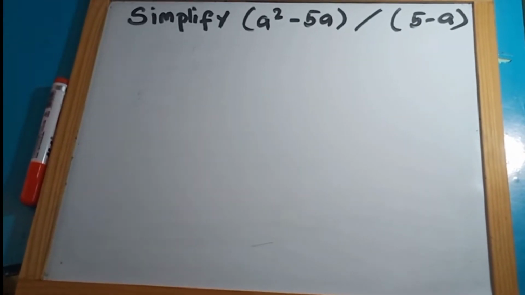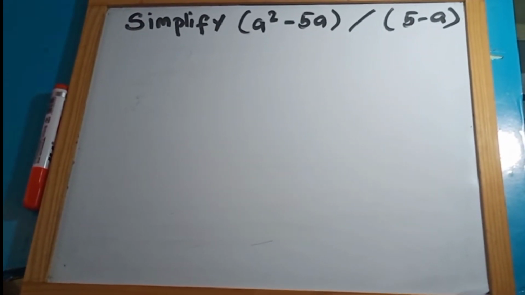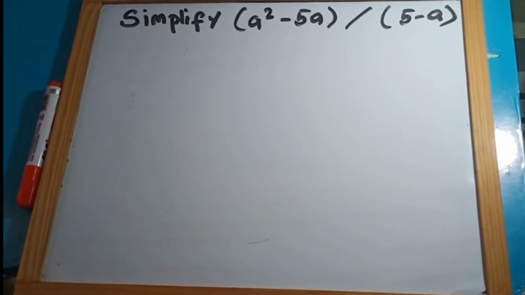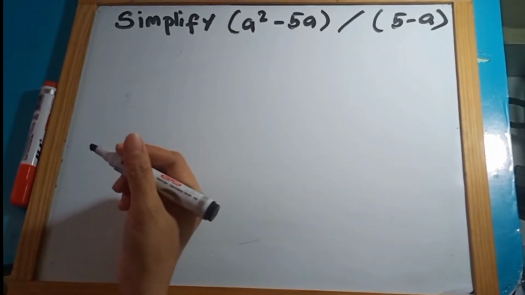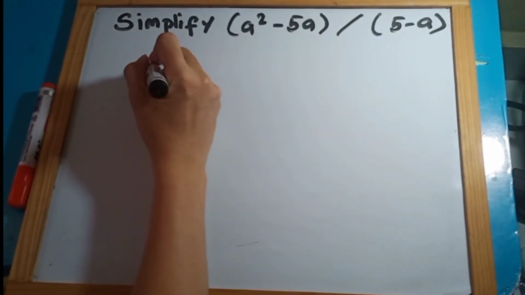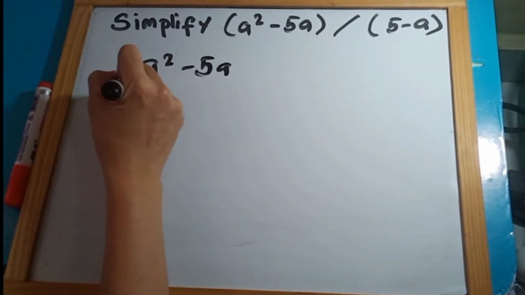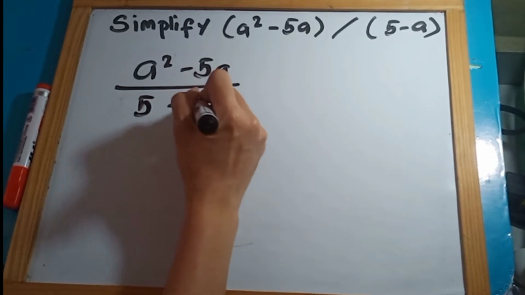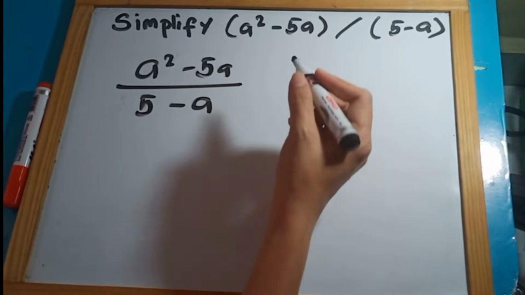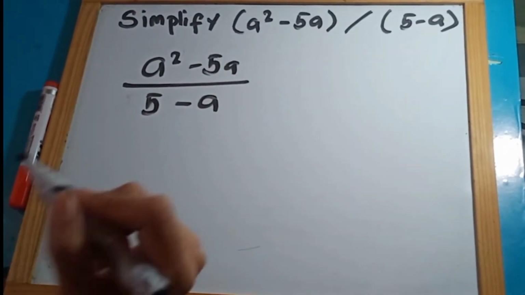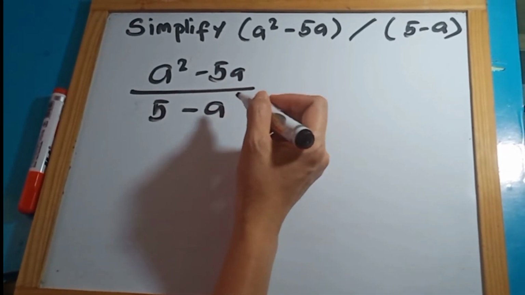Okay, so this time, let's have an example. Yung example ng mathematical expression na pwede nating ma-encounter sa LET. Okay, so simplify. A squared minus 5a divided by 5 minus a. So, let's just rewrite the given expression. A squared minus 5a divided by 5 minus a. Okay, so applying the common monomial factor. So, let's factor the numerator and the denominator if possible.